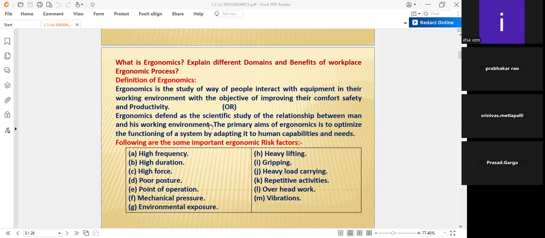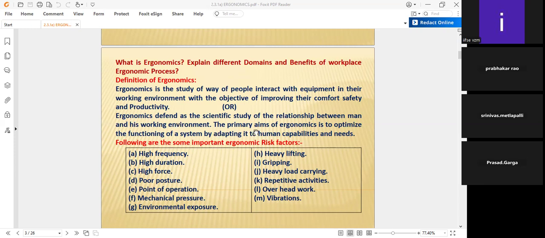If you provide a good work environment to the employees who are lifting manually, definitely they will work with more productivity as compared to unsafe conditions in the work environment. That's why it's a scientific relationship between the man and the work environment.